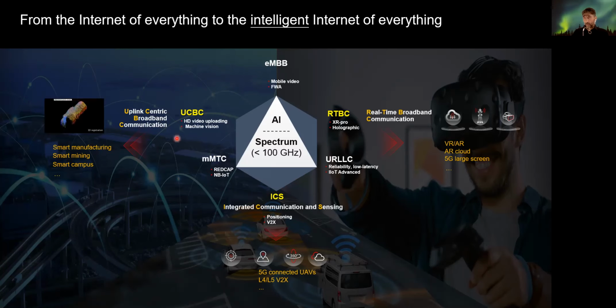And the 3 new usage scenarios are basically the following. First, the system will be able to support uplink-centric broadband communications, and that is in particular related to manufacturing, the support of smart mining campuses, and so forth. We will also have the possibility of supporting real-time broadband communications, and that is basically applications like I have introduced earlier, such as virtual reality, augmented reality, or 5G on much larger screens, such as 8K or even higher resolution. And the third new usage scenario is integrated communication and sensing, which, by the way, will be one of the main characteristics of 6G.